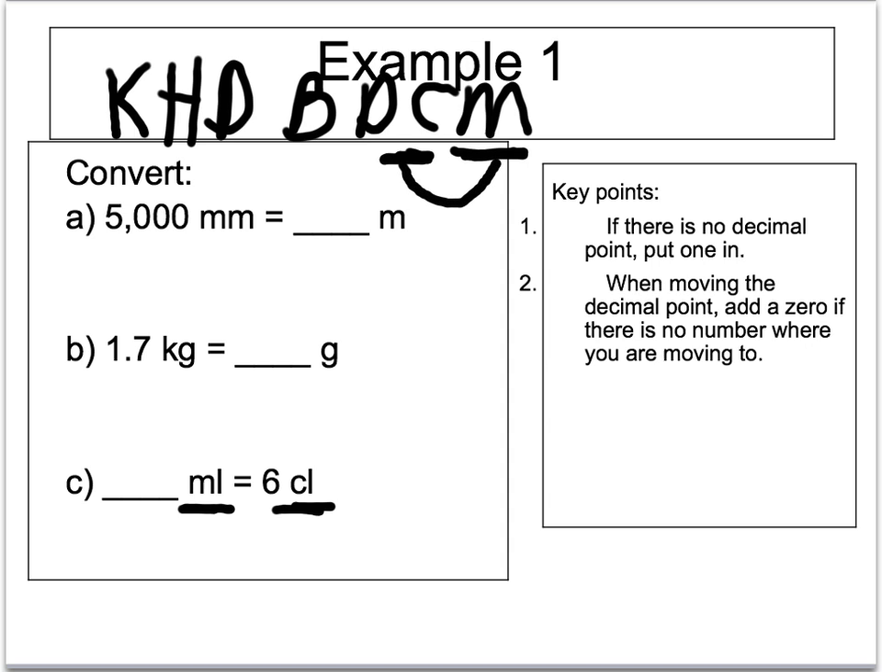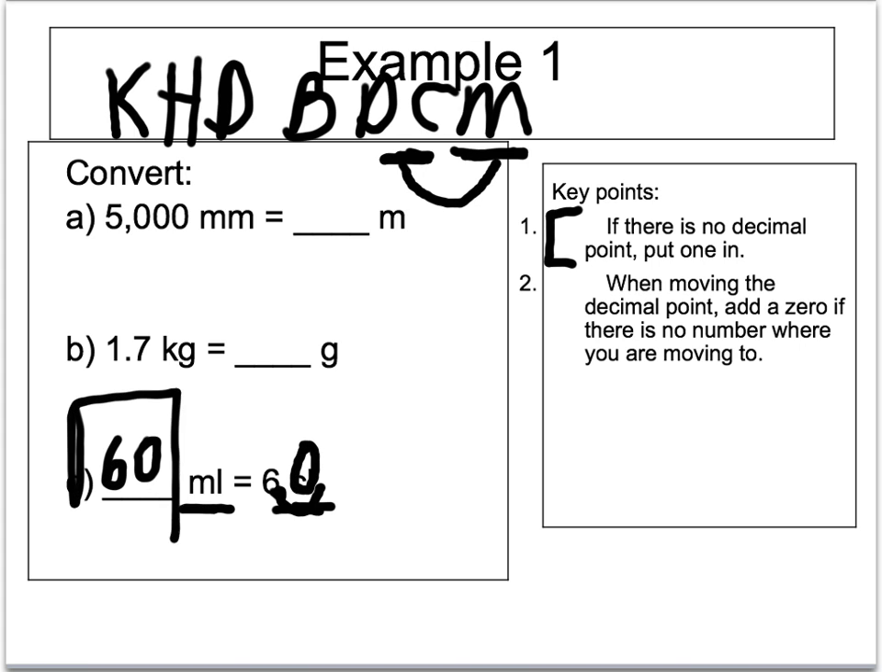All right, now on this one I have to do both key points. There is no decimal point. I will put one after the 6. Now I move 1 to the right, leaving a blank space. A 0 goes there. So 60 milliliters is the same as 6 centiliters.